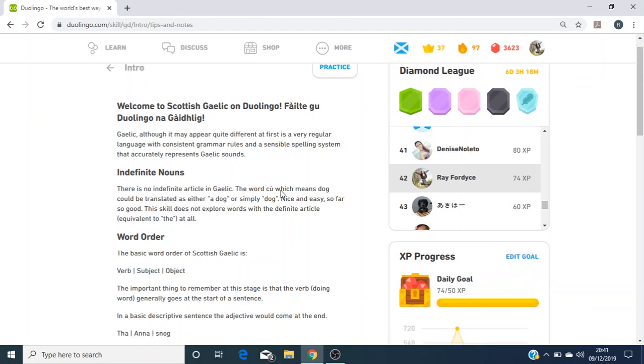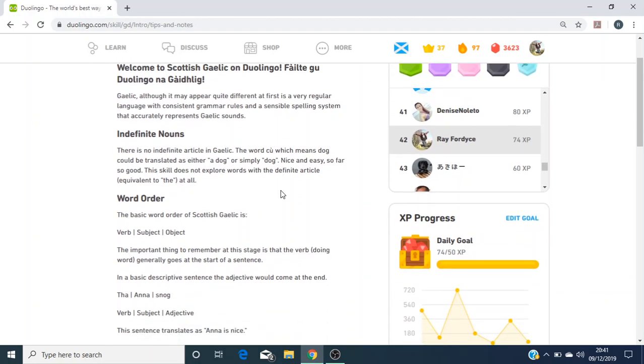Indefinite nouns. So the first note is there is no indefinite article in Gaelic. The word cù, which means dog, could also mean a dog or just simply dog. Nice and easy so far. This skill does not explore words with the definite article, the equivalent of "the". I think because definite articles get a bit more complicated, that's probably something that will come on in a later lesson.